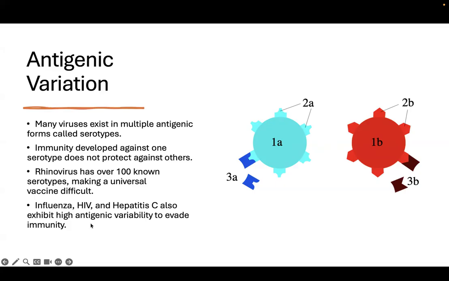But other viruses like influenza, HIV, or hepatitis C exhibit high antigenic variability, meaning that they mutate a lot, constantly, throughout the infection. So if our immune system has an antibody against a specific protein, suddenly the virus has a mutation that doesn't allow the antibody to bind anymore. Or the mutation doesn't allow CD8 T cells or CD4 T cells to recognize it. So either rhinovirus already has multiple different types, or through the infection process, the virus that you get infected with keeps changing.